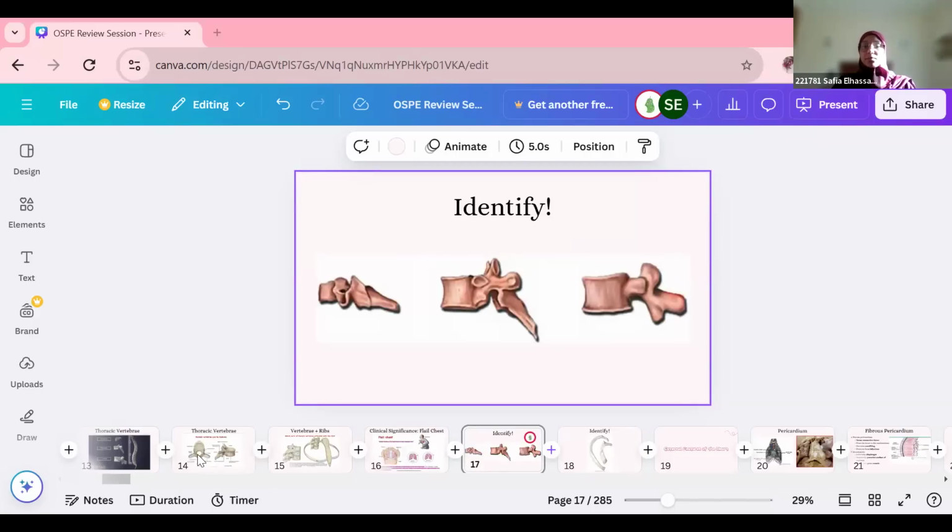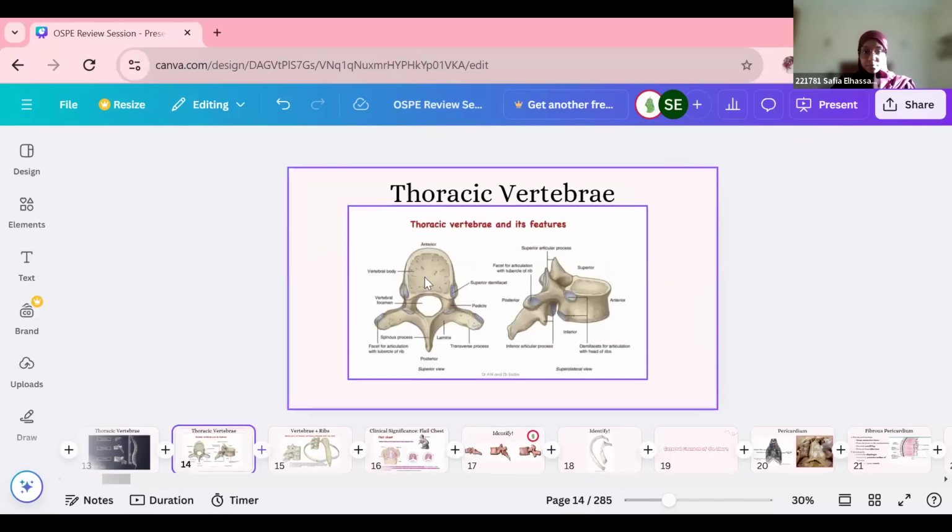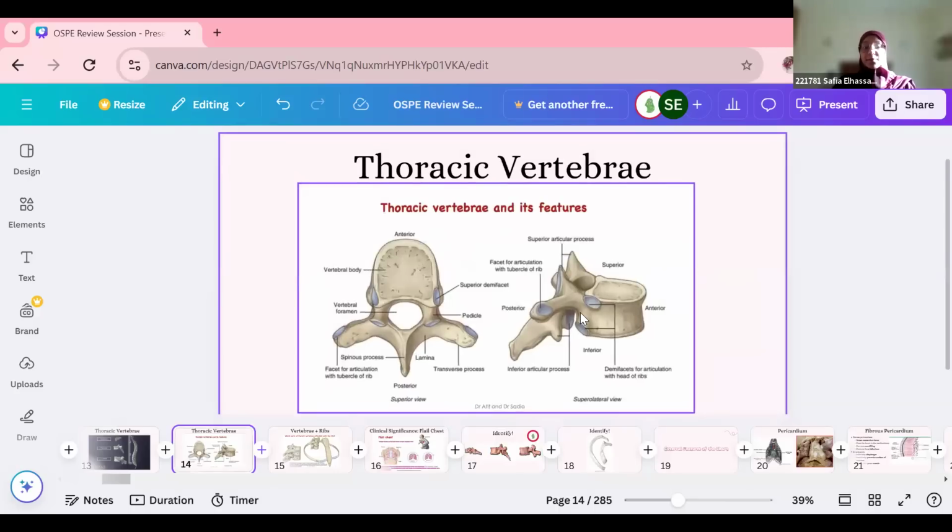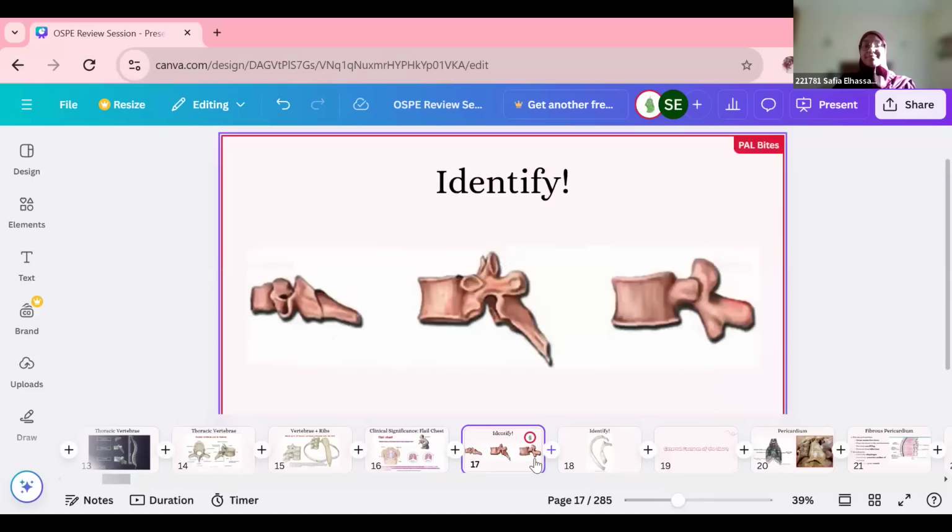Okay, so let's just go back here. Okay, so the thoracic vertebra, compared to the other 2, it has 2 demifacets for articulation, and it has the spinous process. Yes, that resembles a giraffe. Okay.